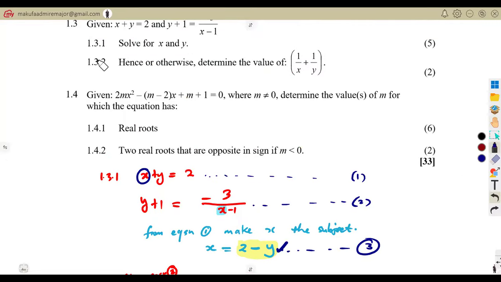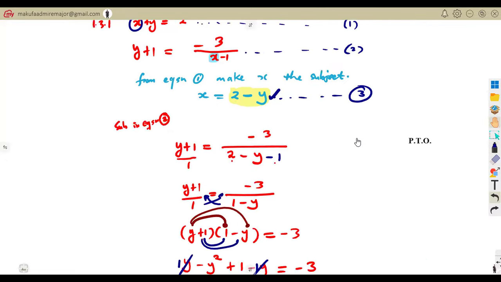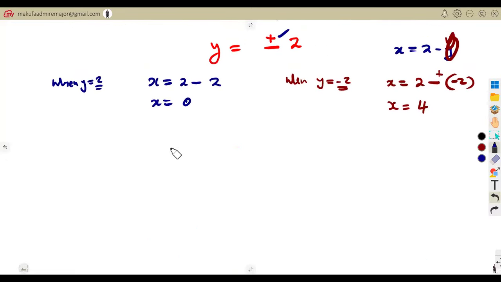And on another question, hence or otherwise. So in most cases, I prefer to work with the hence. Hence, it's to continue from what you have just determined. Determine the value of 1 over x plus 1 over y from this information that we are given. 1 over x plus 1 over y. How can we simplify this? We just have to substitute what we are given.